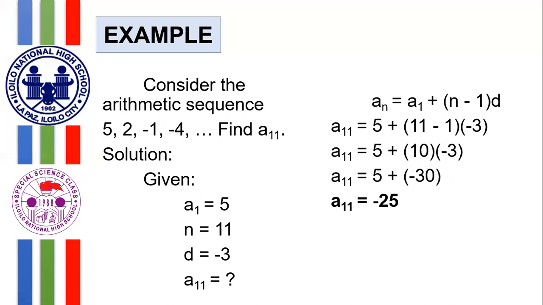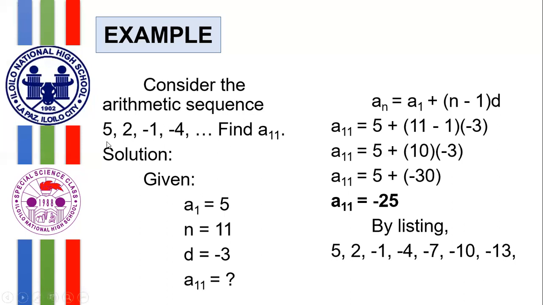Some of us might not be convinced, like, how sure are you that it's really the 11th term? So in my case, I listed some of them. Continuing the pattern, we have 5, 2, -1, -4, -7, -10, -13. I have listed 7 so far. I need the 11 terms, so I need to list 4 more. After -13, we have -16, -19, -22, and -25.